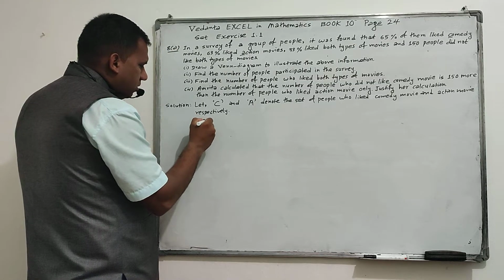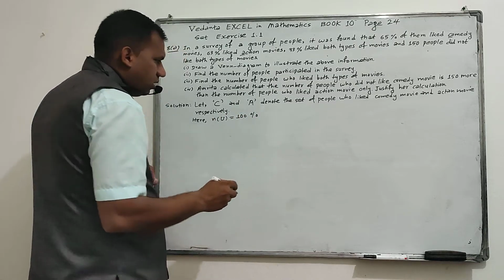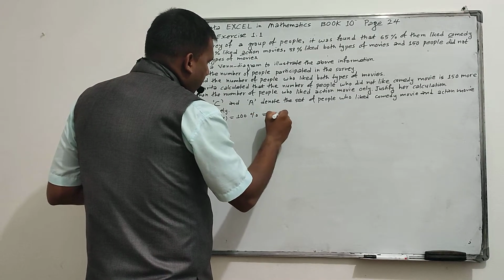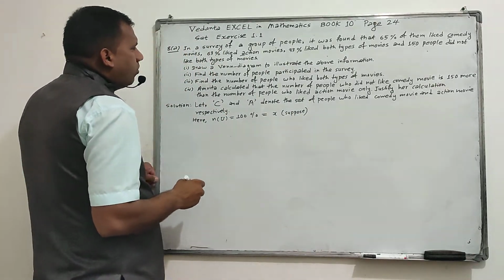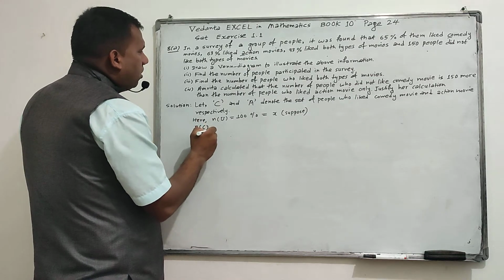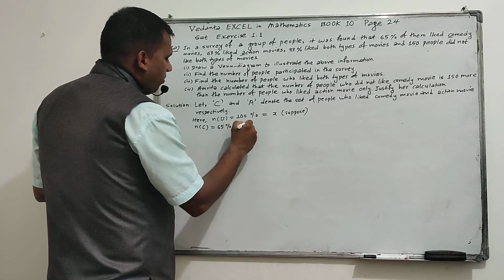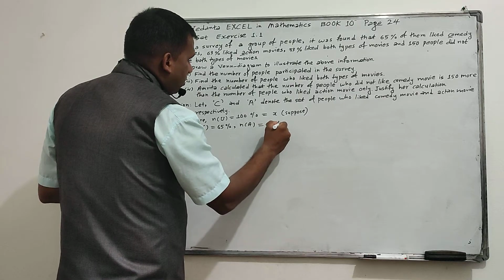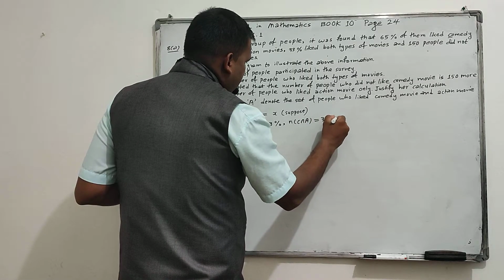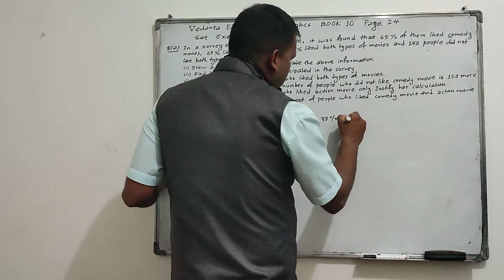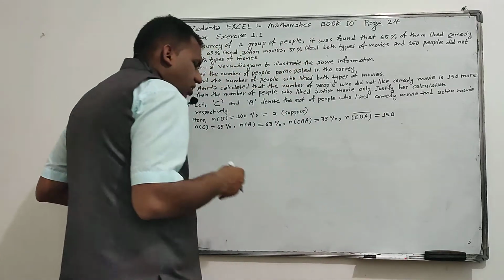Here, n(U) equal to 100% equal to X. Suppose then n(C) is 65%, n(A) is 63%, n(C intersection A) is 33%, and n((C union A) complement) is 150, which is in number.